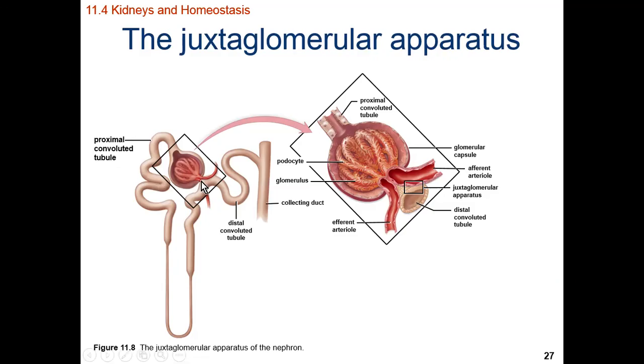So we have our juxtaglomerular apparatus right about there, nestled right there in between our afferent arteriole and the distal convoluted tubule. And when that juxtaglomerular apparatus senses that low blood pressure, it will release renin, which triggers the adrenal cortex to release aldosterone.